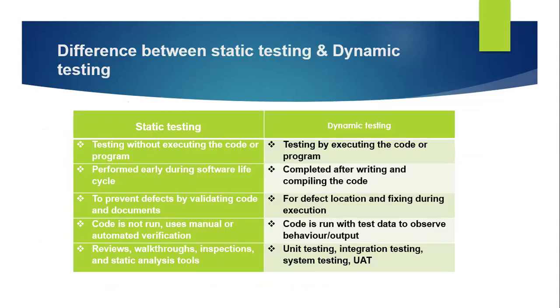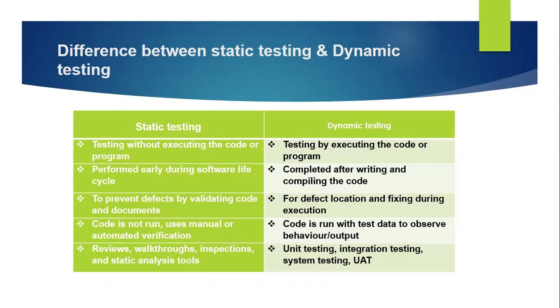Difference between static testing and dynamic testing. In static testing, testing is done without executing the code or program. But in dynamic testing, testing is done by executing the code or program. In static testing, it is performed early during the software life cycle, but in dynamic testing, it is completed after writing and compiling the code. In static testing, the aim is to prevent defects by validating code and documents, but in dynamic testing, it is for defect location and fixing during execution.